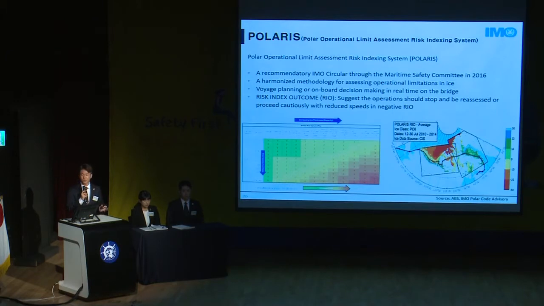Polaris stands for Polar Operational Limit Assessment Risk Indexing System, which is a harmonized methodology for operational limitations in ice waters. Polaris can also be used for voyage planning or decision-making in real time on the bridge, with a risk index outcome, which is an indicator for assessing a particular area, whether safe operation will be possible or not.